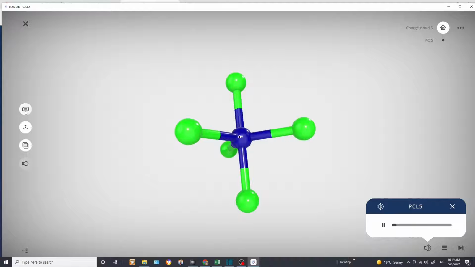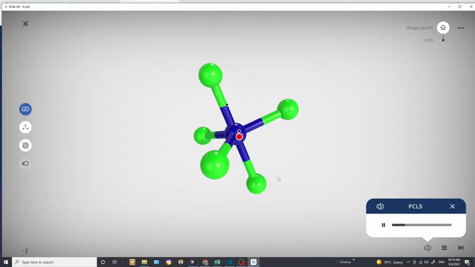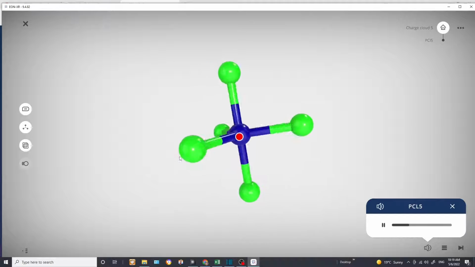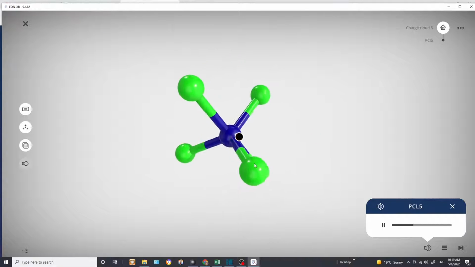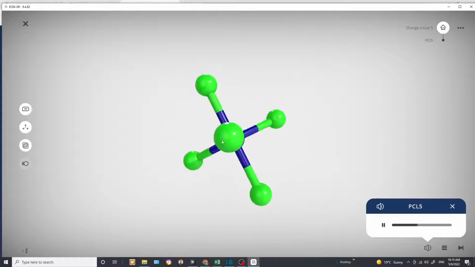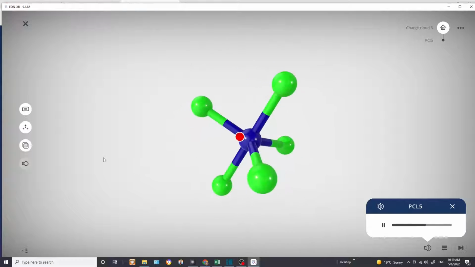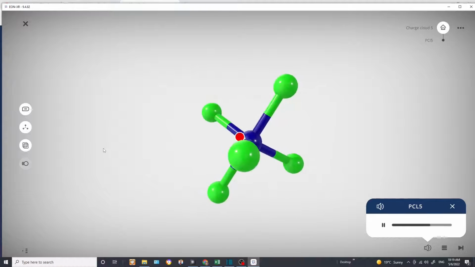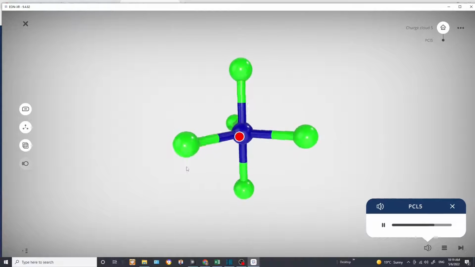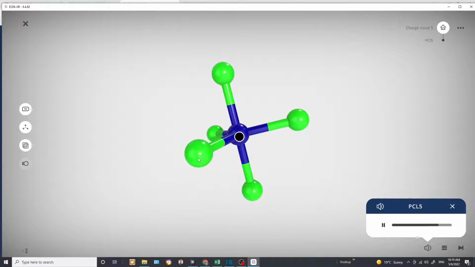In this molecule, we have the central atom phosphorus surrounded by 5 chlorine atoms. In this case, the molecular geometry and the electronic geometry are identical because there are no lone pairs present. So our molecular geometry is trigonal bipyramidal and our electronic geometry is also trigonal bipyramidal.